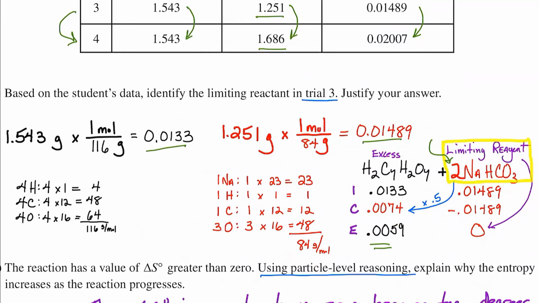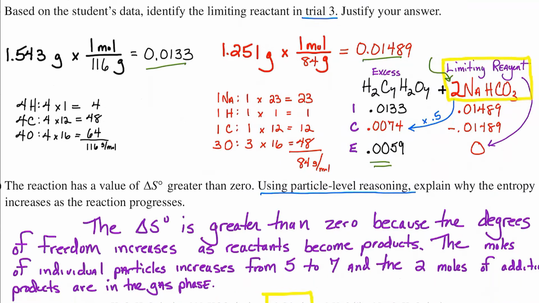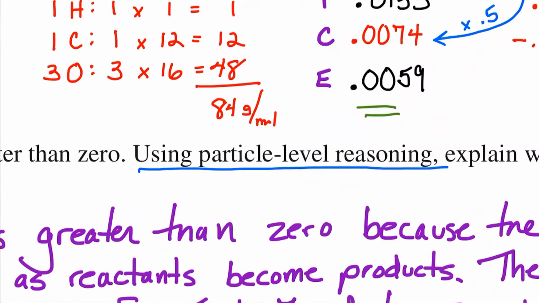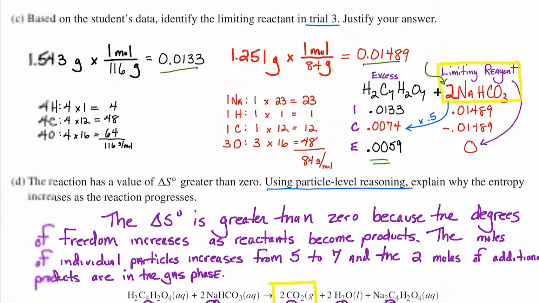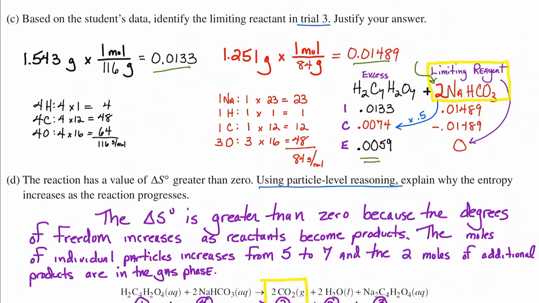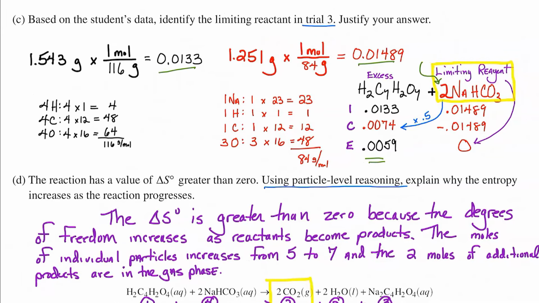All right, moving on. If the reaction has a value of delta S that's greater than 0, so we're saying that the entropy of the system is positive, using particle level reasoning, I can't say enough, you've got to answer these questions based upon how they want you to. So you need to talk about how particles, and when we're talking about entropy in particles, we're talking about degrees of freedom. So whether that be different phases that can have more freedom like gases, or just more numbers of particles that come from a lower number of moles of particles.